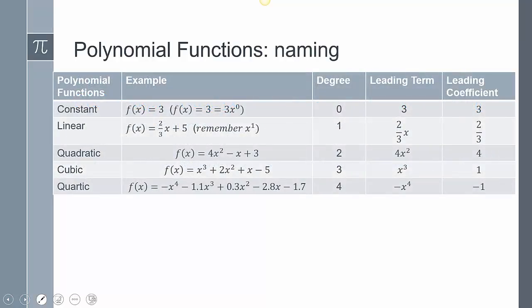Now here are some examples of naming these polynomials. This would be considered a constant because it's 3x to the 0 power. It's a 0 degree. The leading coefficient is just 3. If I look at this quadratic, 4x squared, the highest power is a 2. The leading coefficient is 4. On this quartic, the highest power is a 4, so that's the degree, right? The 4th degree polynomial. The leading coefficient is -1.